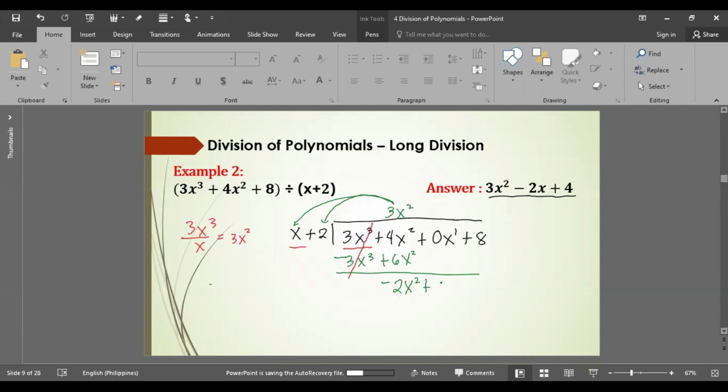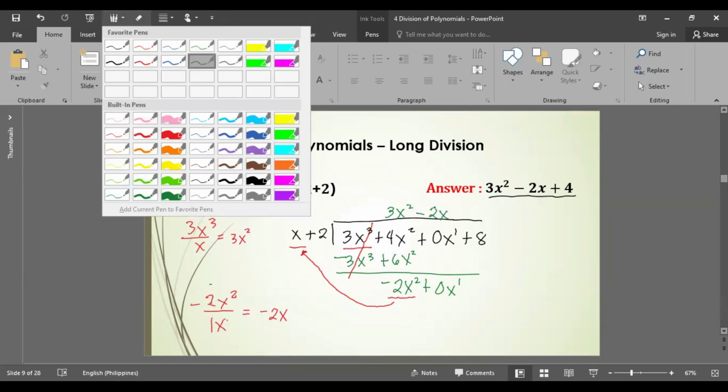So, plus 0x raised to 1. Then, same procedure, divide this term by the first term of the divisor. Negative 2x squared divided by x, we get what? We get negative 2x. Again, 2 minus 1 is 1. Negative 2 divided by 1 is negative 2. Then we have to put the answer here, minus 2x.